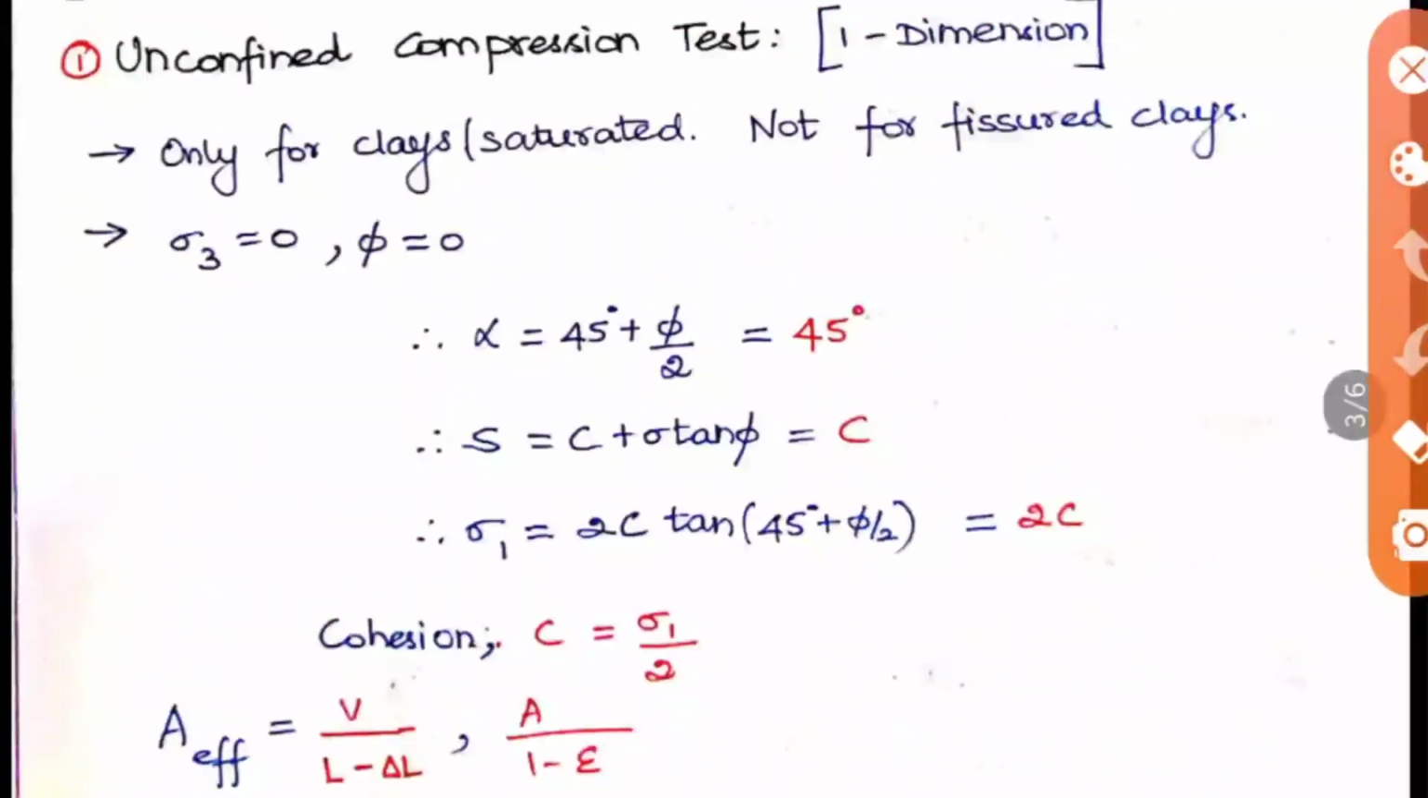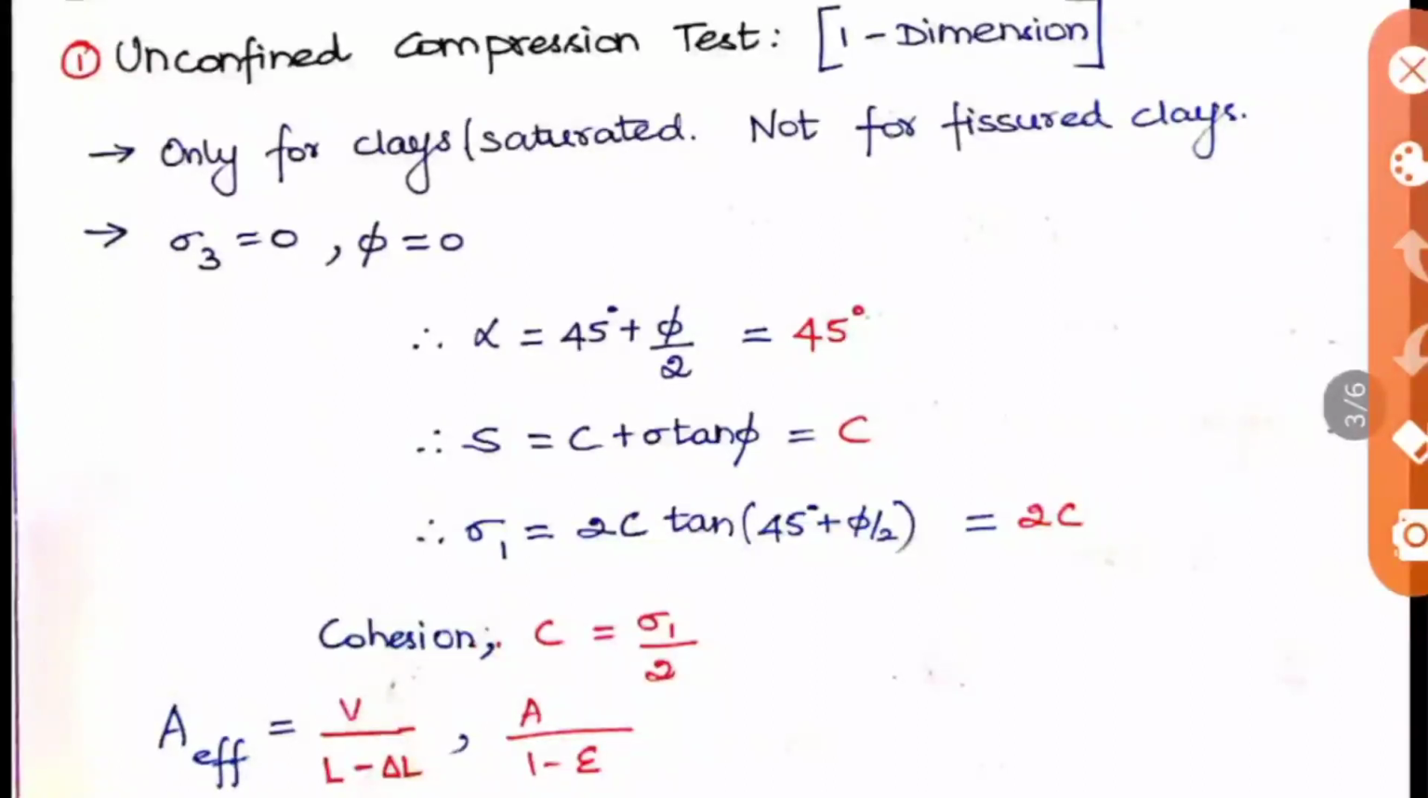So next we are going to see some tests, that is the laboratory tests using the instruments we are using for finding the shear strength. Okay, so there are 4 methods like this to find the shear strength. The first one is the unconfined compression test, and you will be knowing it as the UCC test. So you will be doing it in the laboratories.